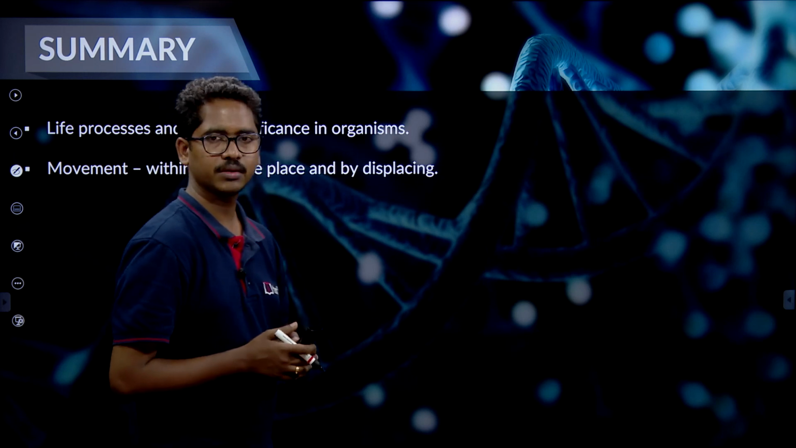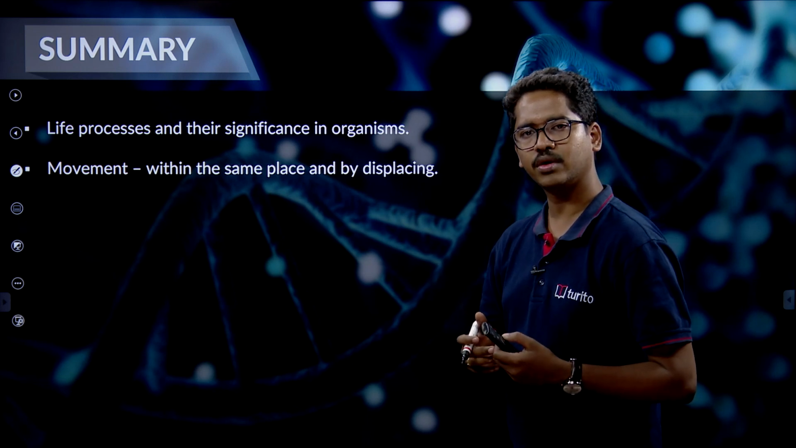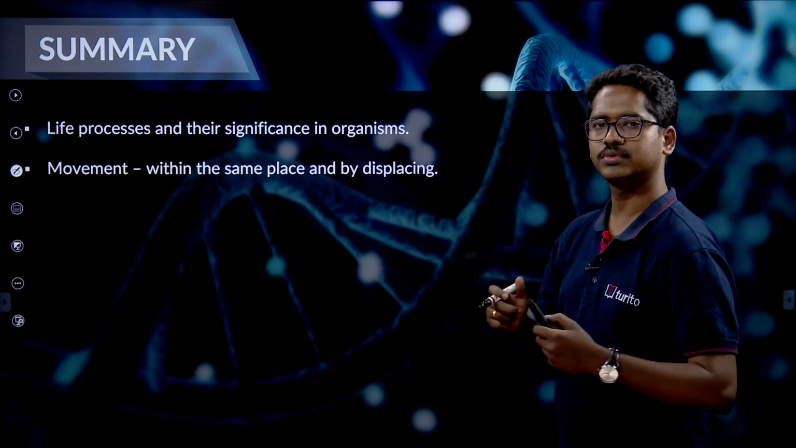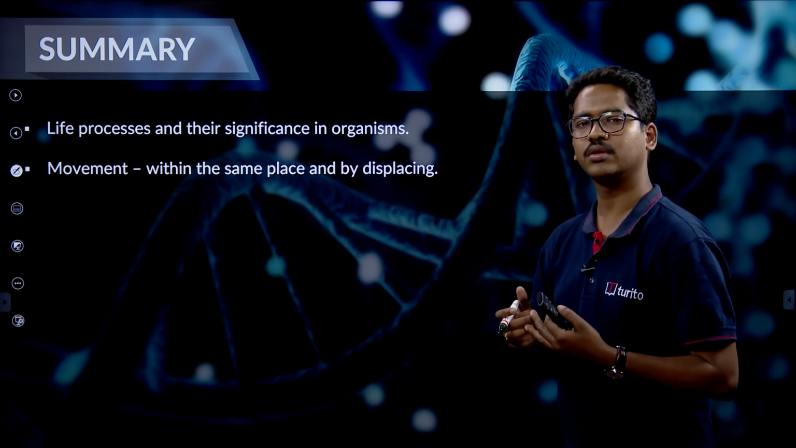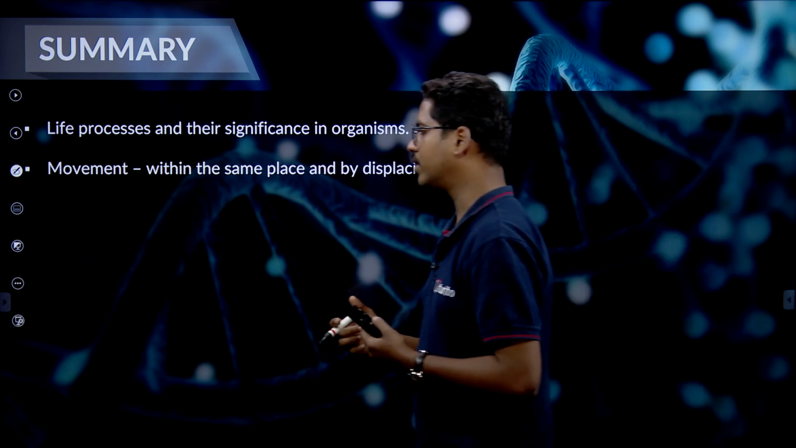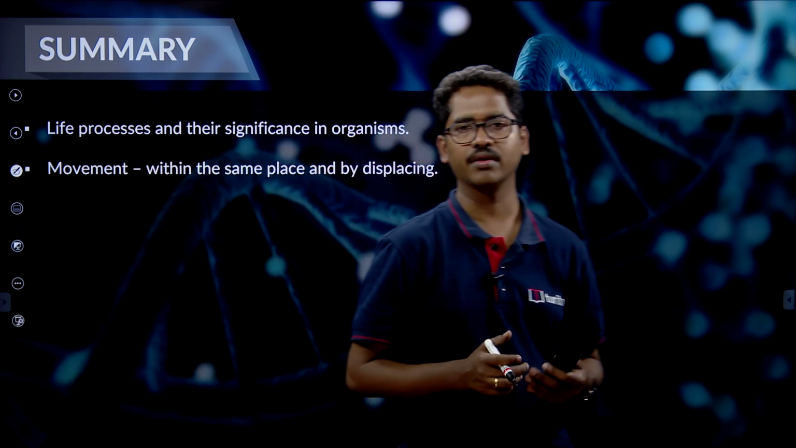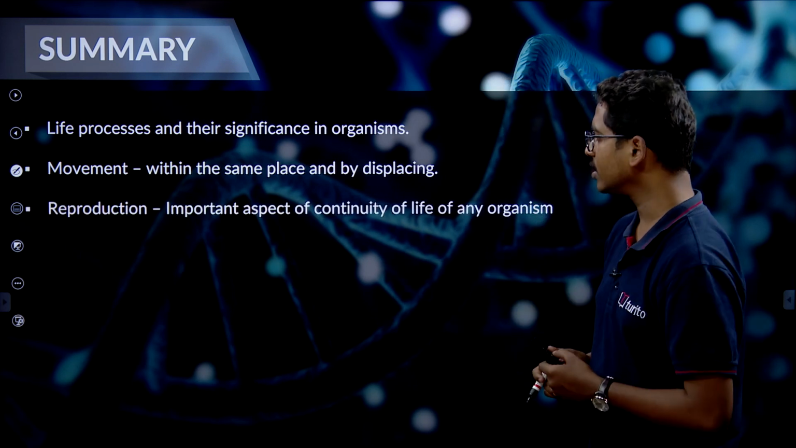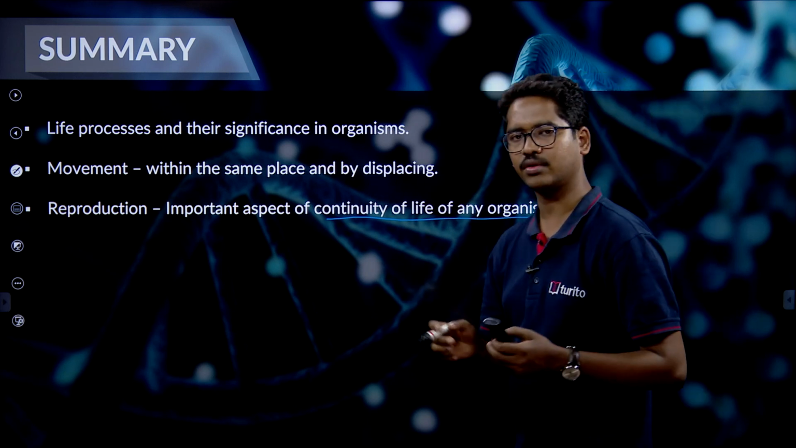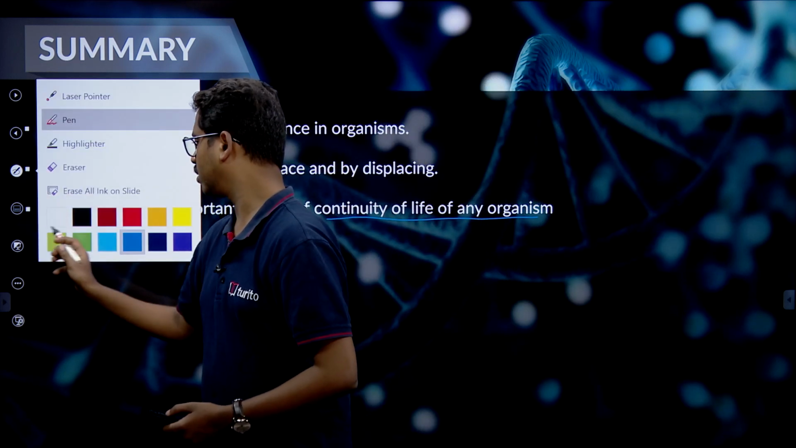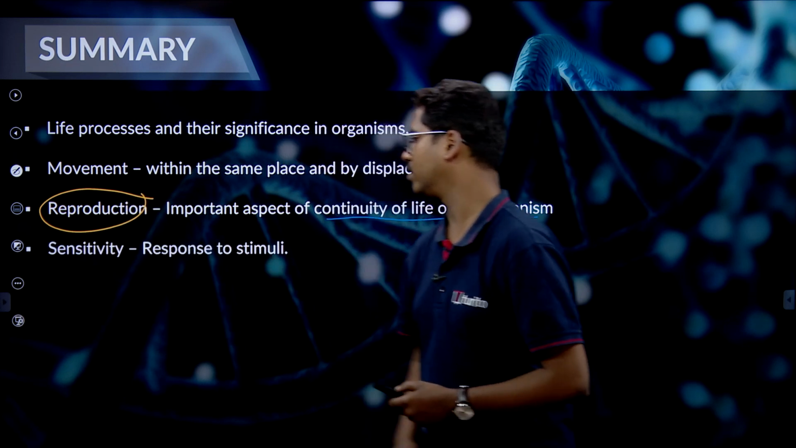Then we looked at the process called movement. Moving from place to place and moving at the same place are different. I am standing here, moving my hands, my neck, trying to move my head. That is different from moving from this place to that place. So this accounts for the movement of an organism, which can be static or dynamic. Then reproduction, an important aspect of the continuity of life of any organism. If life exists on this earth, it is because of this important process, reproduction.